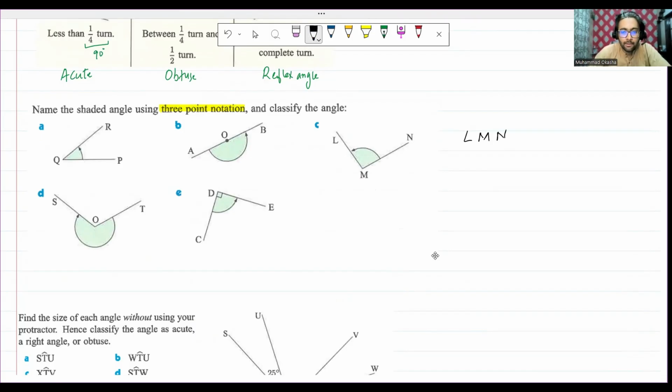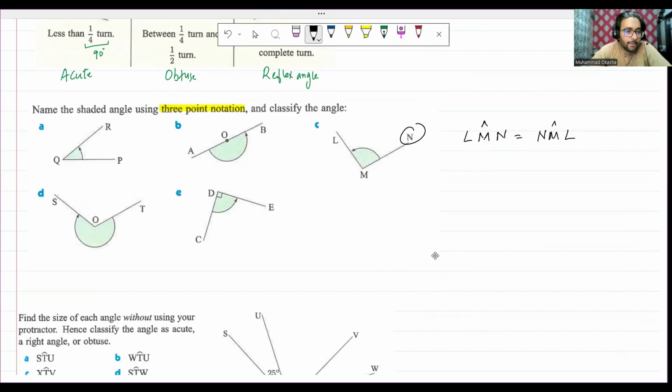You can write it the other way around as well. You can also put this name, this cap, which means the angle is at M. You can also write it the other way around. You can start from N, right? You can still have M in the middle because the angle is at M. You can write L. They both really mean the same thing.